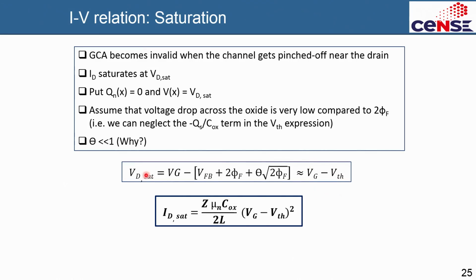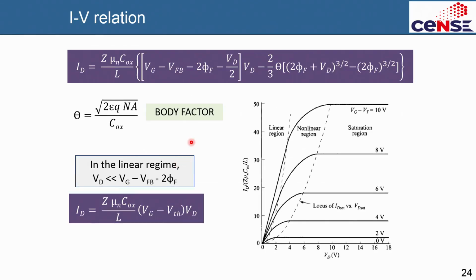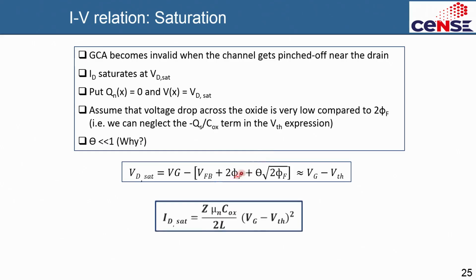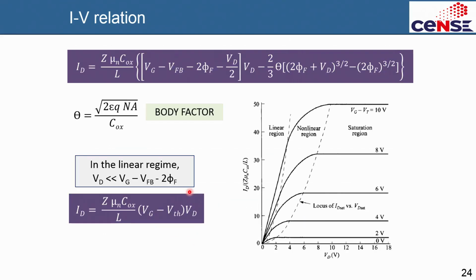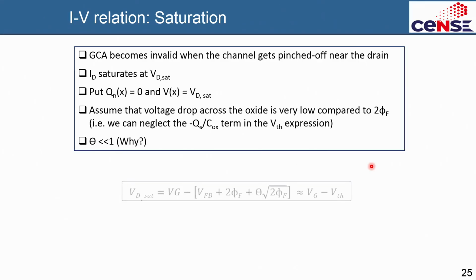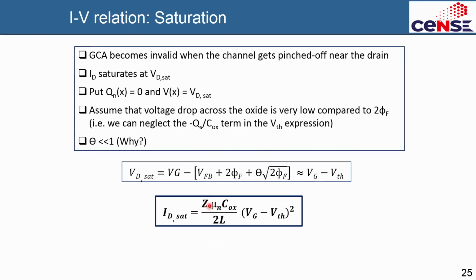You plug that into this particular expression, do some simplification, and you will get this. Please remember this is the saturation current, not this. So the saturation current depends on W, the width of the device, the mobility, and the oxide capacitance divided by 2 times the length, times the gate overdrive whole square, Vg minus Vt whole square.